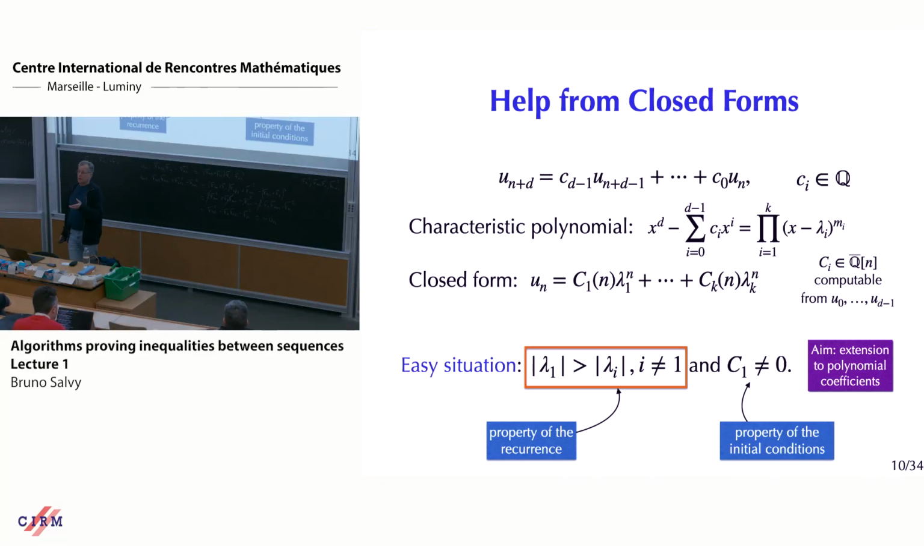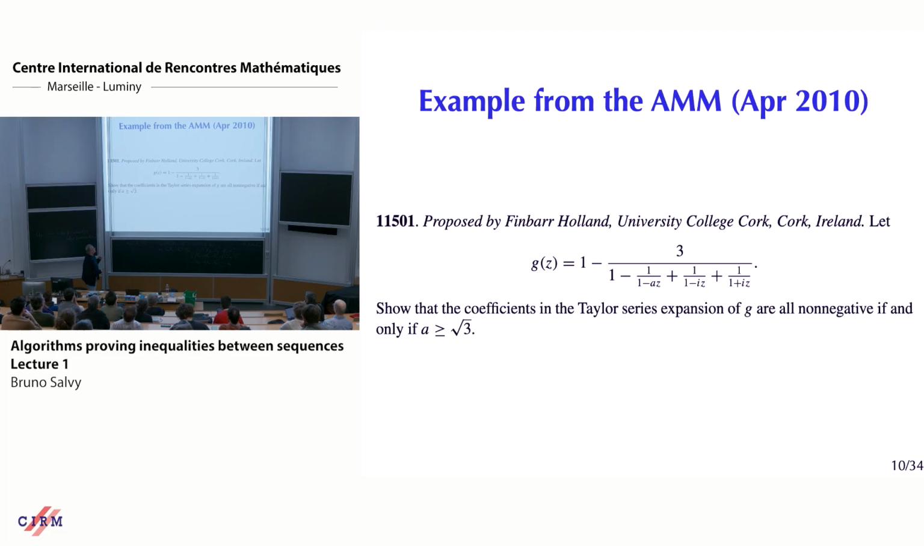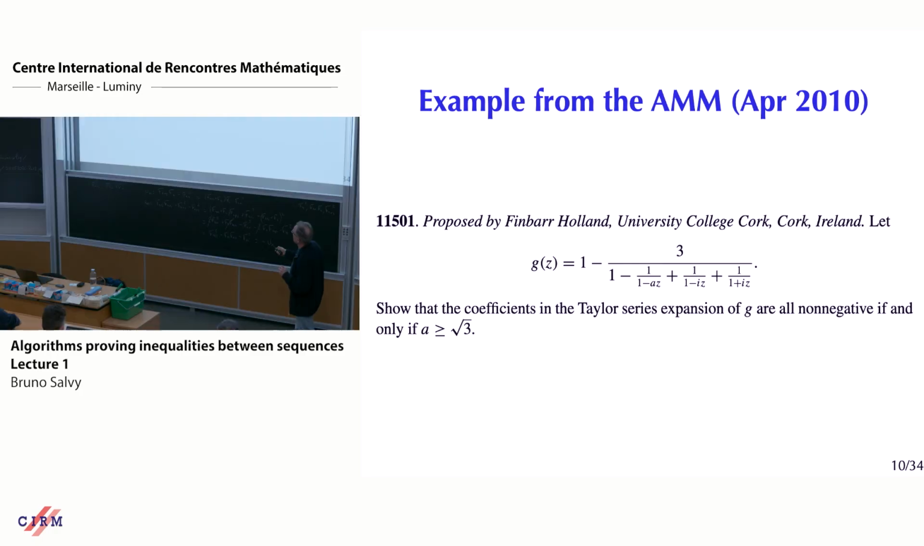So let's start with an example in this simple situation. It's an example, again, pointed out to us by Aline, from an exercise in the American Mathematical Monthly. The question is this: you're given this rational function, you expand it in Taylor series at 0, show that the coefficients are all non-negative if and only if A is at least square root of 3.